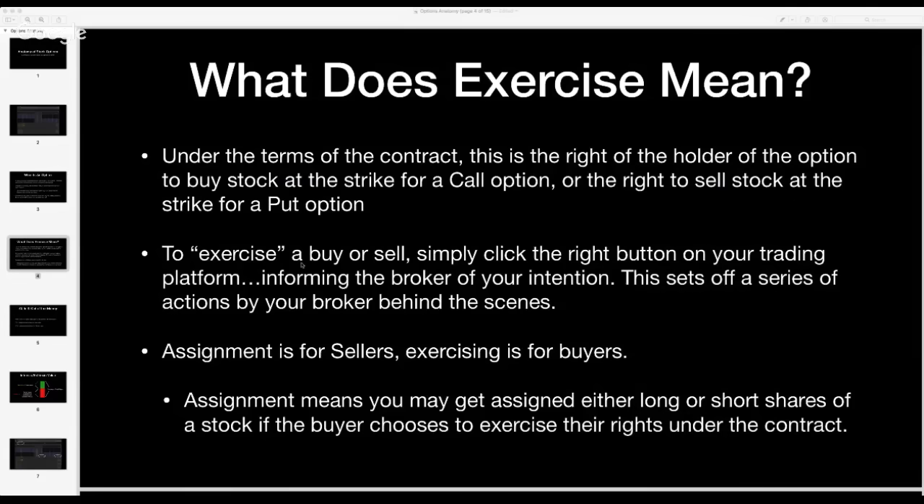So to exercise a buy or a sell, how do you do it? Well, it's pretty much you go to your trading platform and you click a button or a link. That's pretty much what you're doing. You click the button on your trading platform, and that will then set off a whole series of events that will notify your broker of your intention, and then there's a bunch of things that go on behind the scenes that we'll talk about in future videos. But that is basically how you do it.